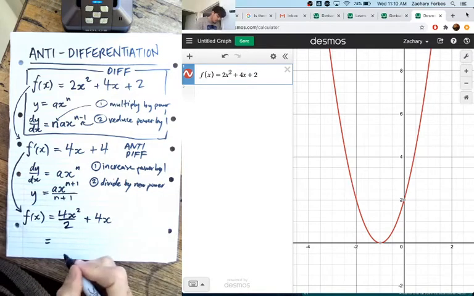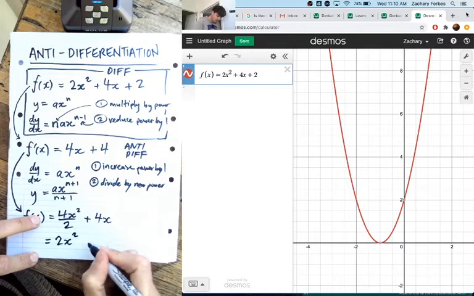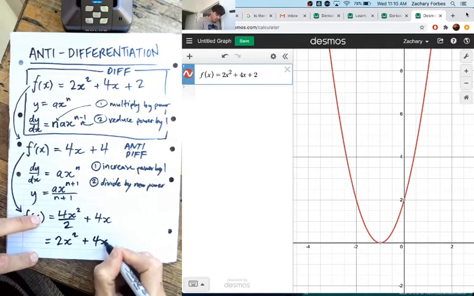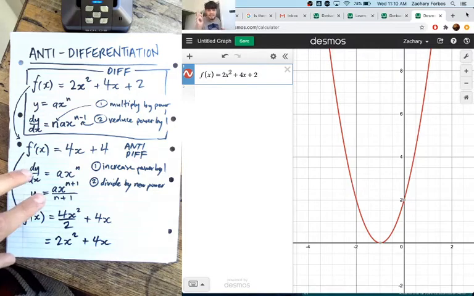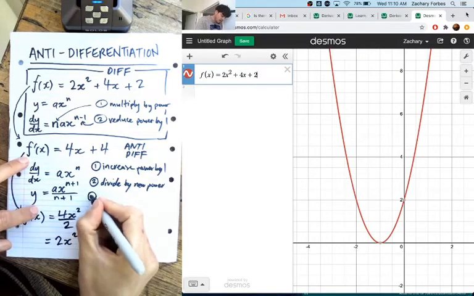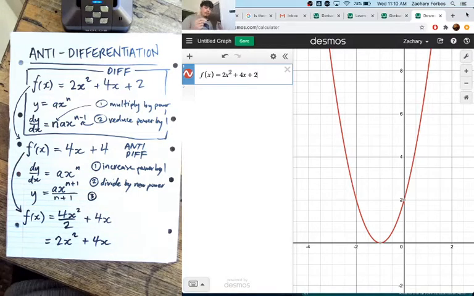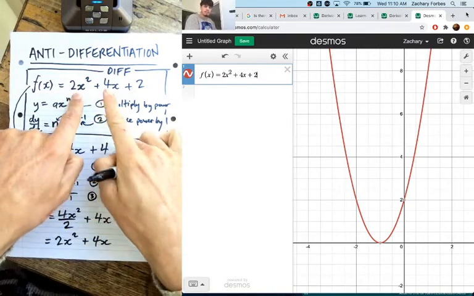Let's fix up this one here. So that becomes 4 over 2 is 2. So 2x squared plus 4x. Surely we're done. No, there's actually a secret step number 3. We have to add in a step number 3. Because if we look at the original function that we're trying to get back to, look at this, 2x squared plus 4x, it matches 2x squared plus 4x.